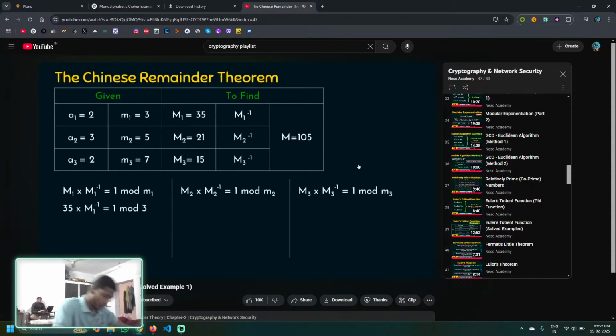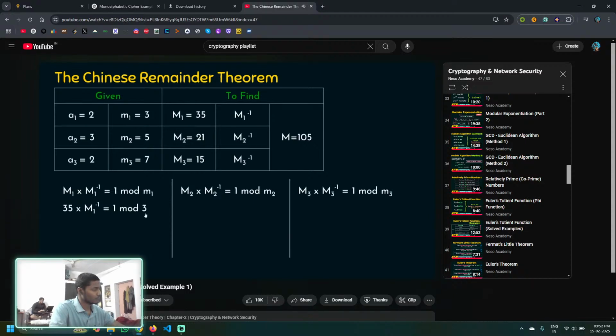So let's focus on finding capital M1 inverse. We substitute M1 to be 35 because that's what we found in the previous step. So 35 multiplied by capital M1 inverse will give 1 mod 3. Why 1 mod 3? Because small m1 is 3. Now you can go for the extended Euclidean algorithm to find the multiplicative inverse, or you can start trying the values 1, 2, 3 till you get the result. So let's start with 1. When capital M1 inverse is 1, 35 into 1 is 35. When 35 is divided by 3, do you get 1 as the remainder? You get 2 as the remainder. So M1 inverse is not 1. Let's try 2. So 35 into 2 is 70.